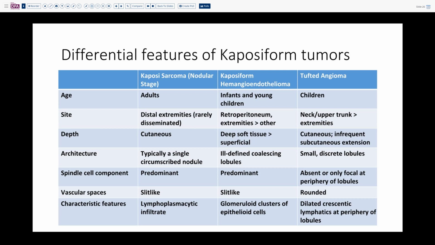Kaposi sarcoma is usually single, whereas Kaposiform hemangioendothelioma is ill-defined lobules, and these are small and very discrete lobules that we would see with this. No spindle cell component, rounded vascular spaces as opposed to slit-like spaces, and dilated crescentic lymphatics at the periphery of the lobules. So let's go back and identify that feature, this is very, very helpful as we look at this case.